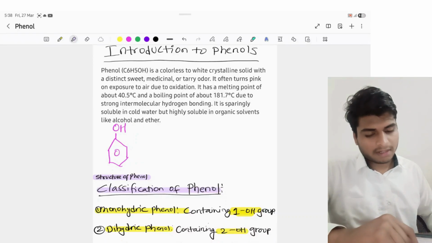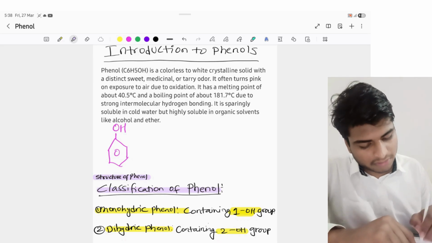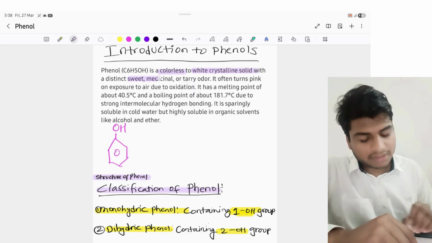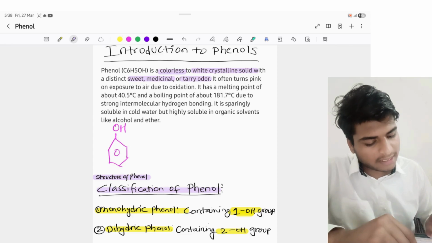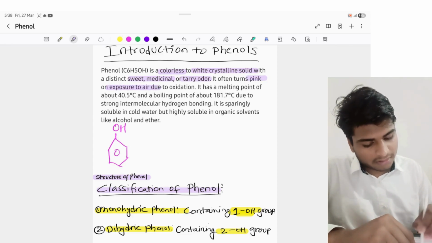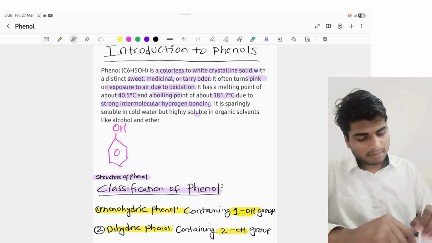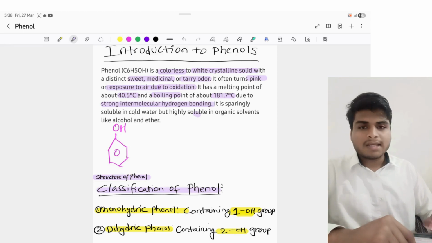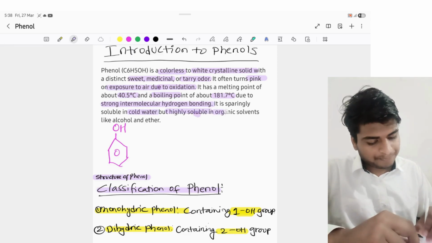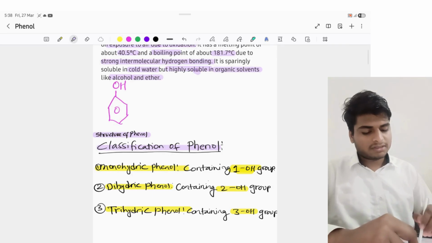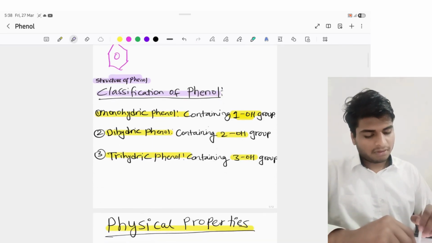Let's start with phenol, and in phenol we will start with the introduction. Phenol is a colorless white crystalline solid with a distinct sweet medicinal or tarry odor. It often turns pink on exposure to air due to oxidation. It has a melting point of 40.5 degrees Celsius and a boiling point of 181.7 degrees Celsius due to strong intermolecular hydrogen bonding. It is sparingly soluble in cold water but highly soluble in organic solvents like alcohol and ethers. And this is the structure of phenol.